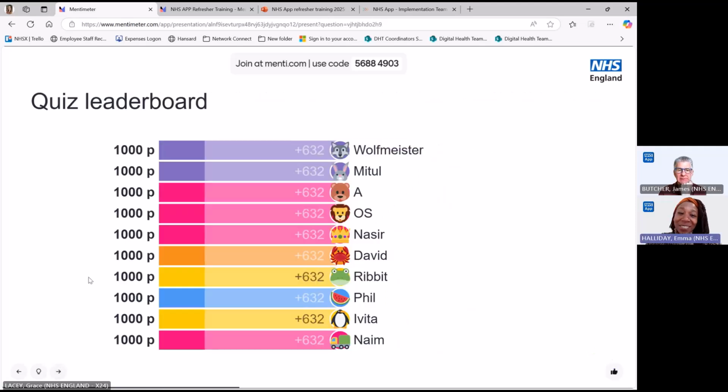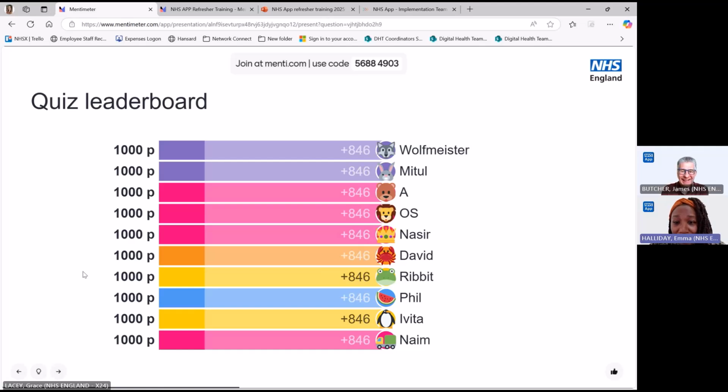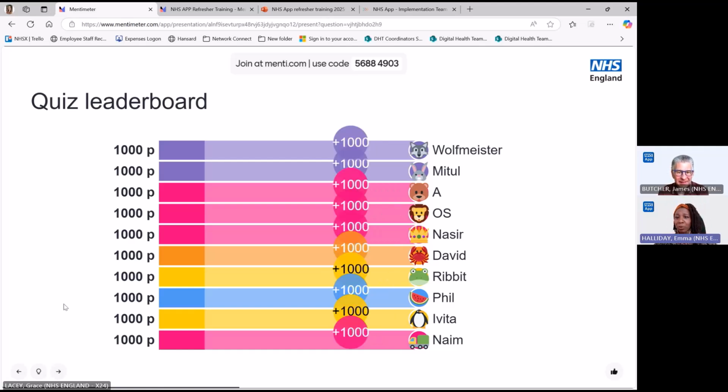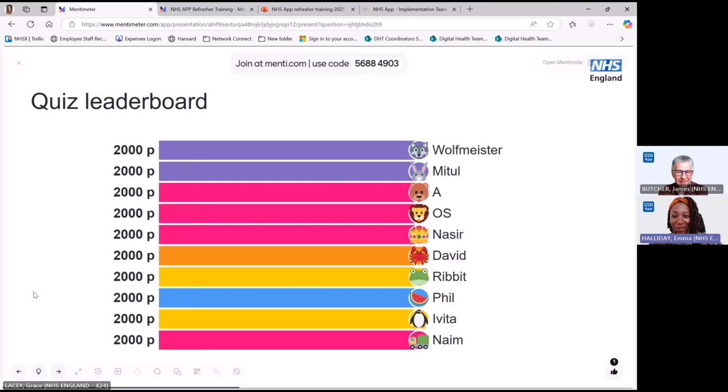There's a leaderboard here. There's quite a few that are up there, but they put Wolfmeister number 1. So well done, Wolfmeister. Great name. On to the next question.